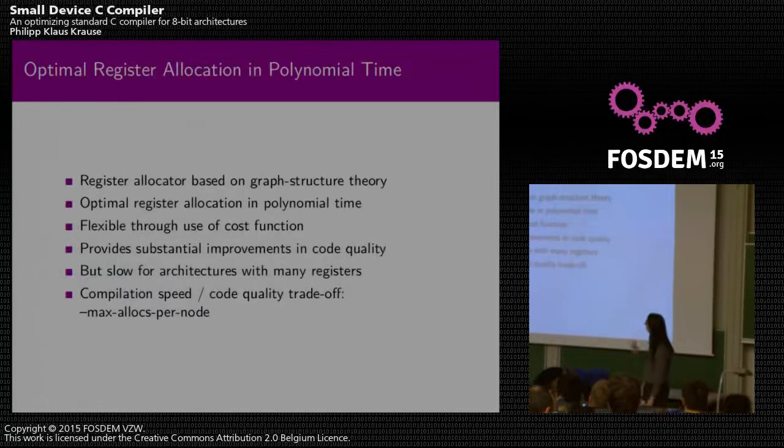Now, because it can still be quite slow, we have a compiler switch for a compilation speed versus code quality trade-off. Essentially, this max-alloc parameter tells the compiler how much memory it is allowed to use in register allocation, and in other optimizations based on graph structure theory that I didn't mention. And this also affects the runtime. Set this to a high value, and you get more optimization. Set it to a really high value, and it's provably optimal. Set it to a small value, and the compiler will be fast, but the code will be bad.